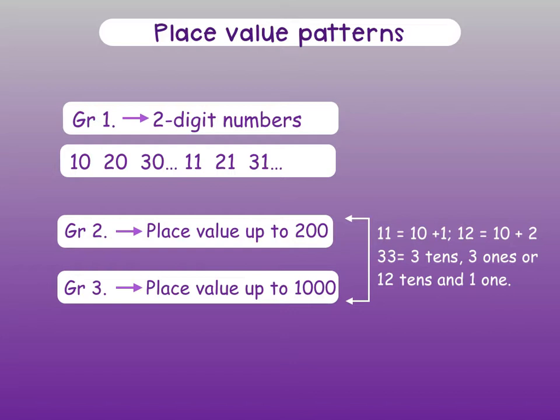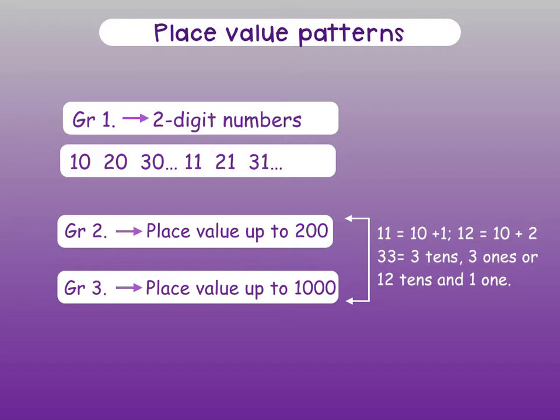In grade 1, learners should be able to work with two-digit number patterns. In grade 2, they should be able to place value numbers up to 200, and in grade 3, they should be able to place value numbers up to 1000. They may also be able to break down numbers, such as 11 is equal to 10 plus 1, 12 is equal to 10 plus 2, 33 can also be called 3 tens, 3 ones, or 12 tens and 1 one.